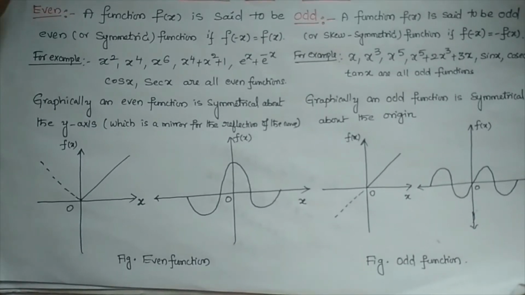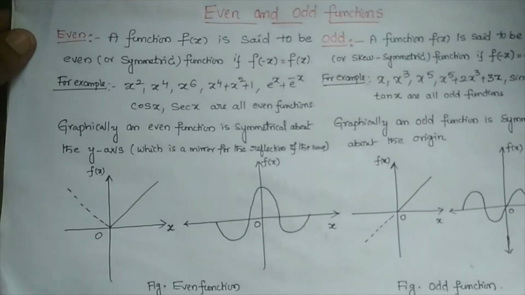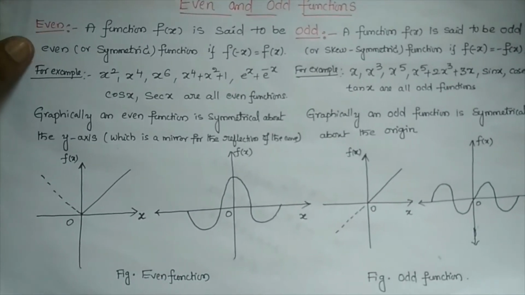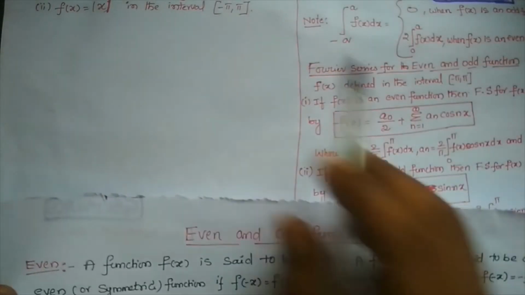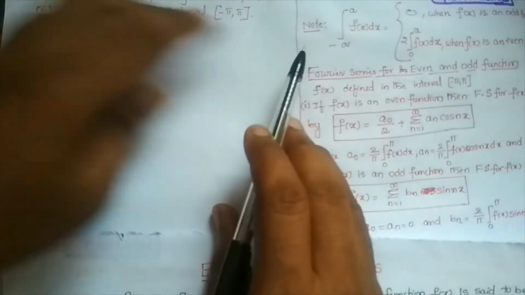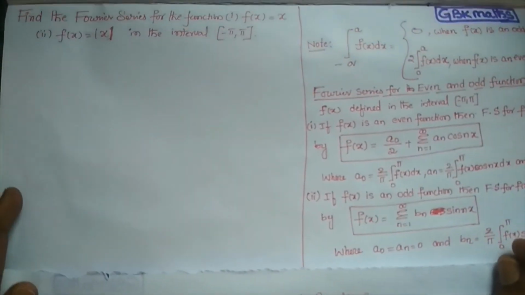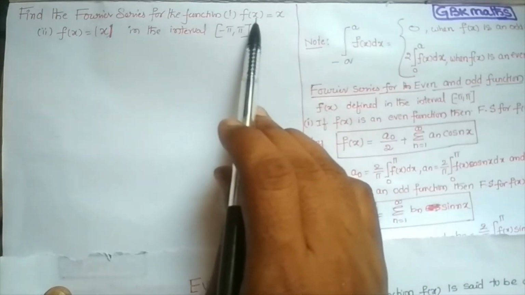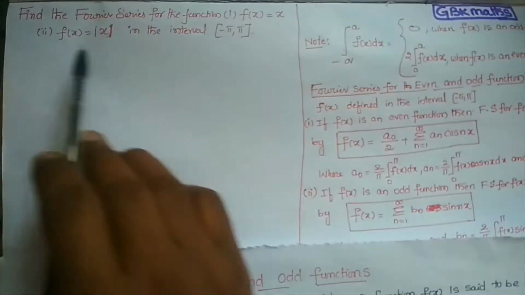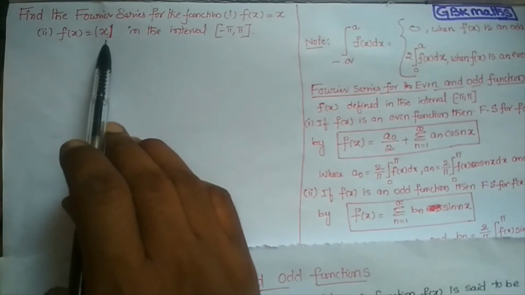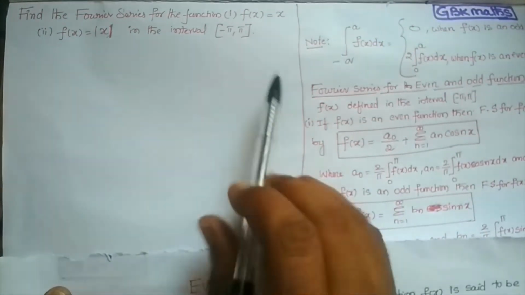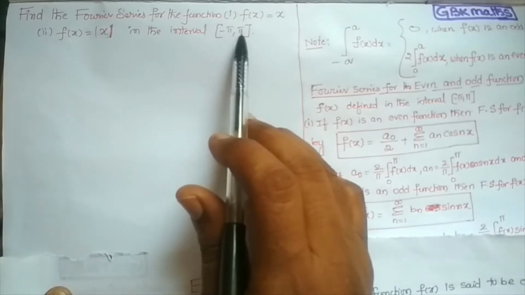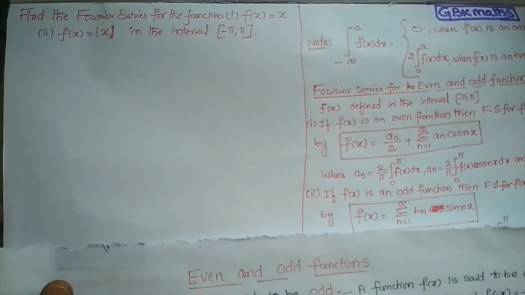According to this definition, we are going to solve some problems on Fourier series in the interval minus pi comma pi. This is our question actually. Find the Fourier series for the function. I have given two functions, f of x is equal to x and f of x is equal to mod x in the interval minus pi comma pi. For this interval we are going to discuss even and odd functions. That's why I have given definitions.